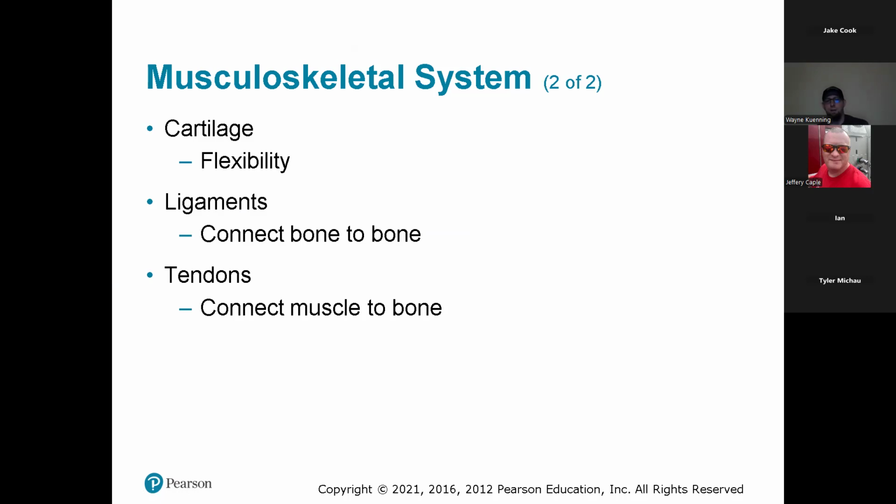Cartilage is what allows for flexibility between bones. There's cartilage between your ribs and your sternum. There's cartilage in your pelvis that keeps your pelvis somewhat flexible. There's cartilage in all of your joints. Ligaments connect a bone to a bone, where tendons connect muscle to bone. Those are virtually everywhere in the human body.